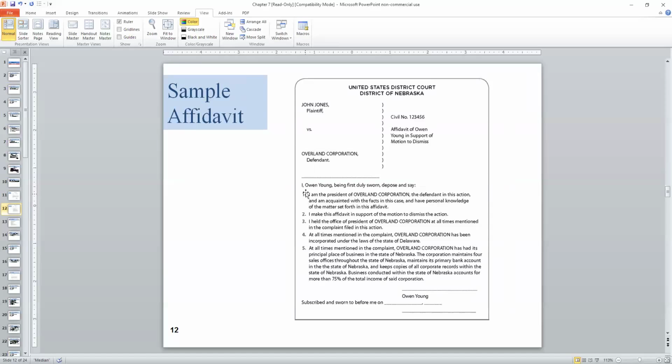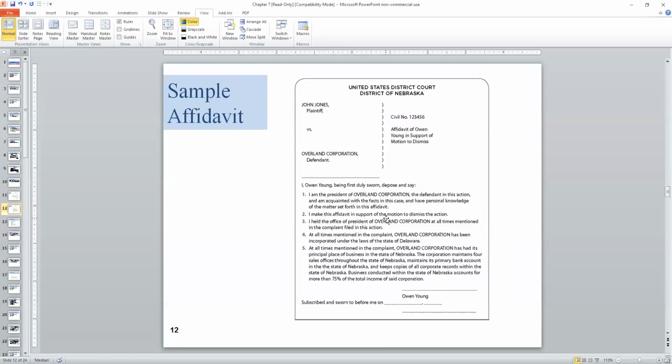So this is basically setting up, saying, Mr. Young is an expert. He's familiar with the facts. Often, that's very common in the first paragraph. Often in the first paragraph, there might also be a statement such as, he's over the age of 18, for example. Let's look at paragraph 2.